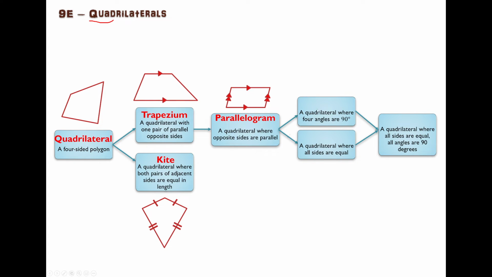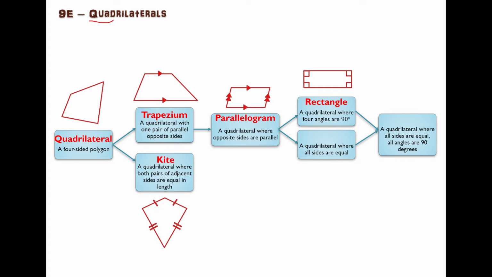We also have a special kind of parallelogram, which is a quadrilateral, four-sided shape, where all four angles are 90 degrees, and it looks like this. What's this shape called? It is a rectangle. These descriptions in blue, by the way, are definitions. This is the definition, the meaning of a rectangle. If it matches the definition, then it is a rectangle.